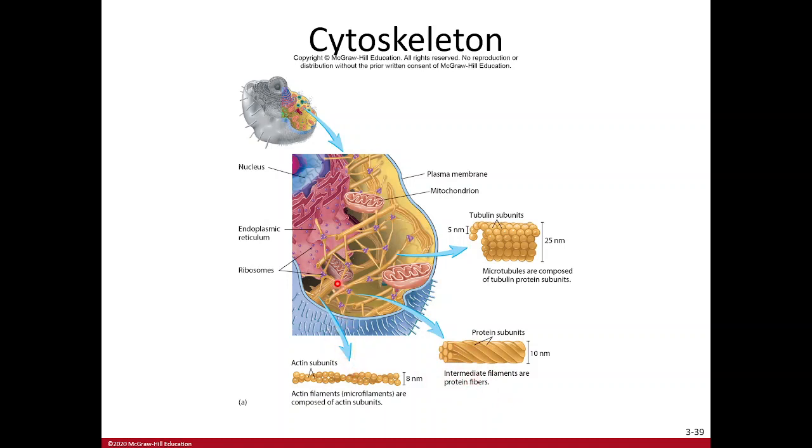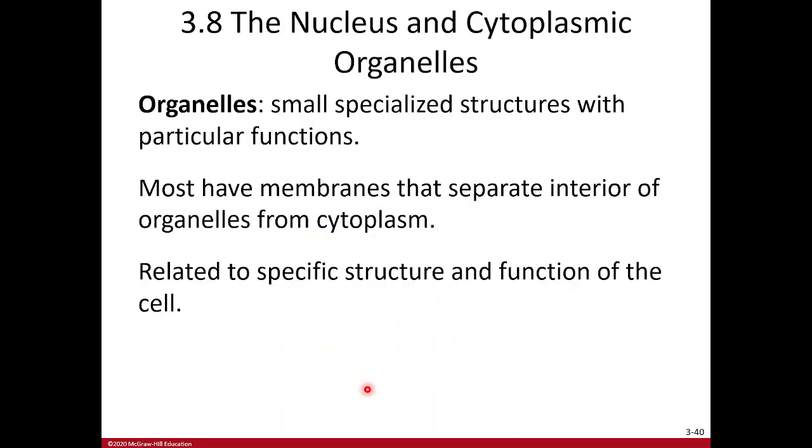Now, the microfilaments or actin are very thin, are made of these actin molecules that are tiny, and they have a diameter or thickness of 8 nanometers. So these actin subunits are called F-actin for filamentous actin.